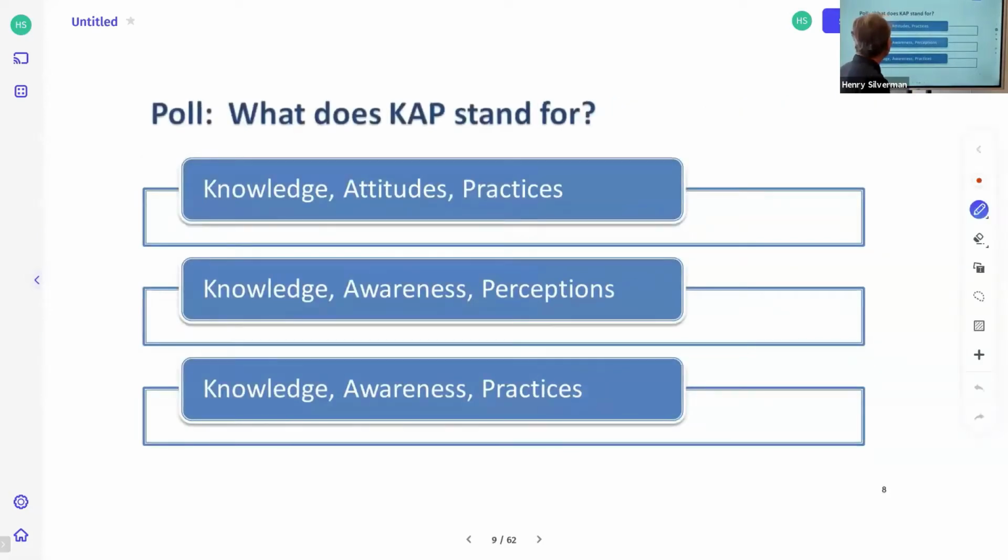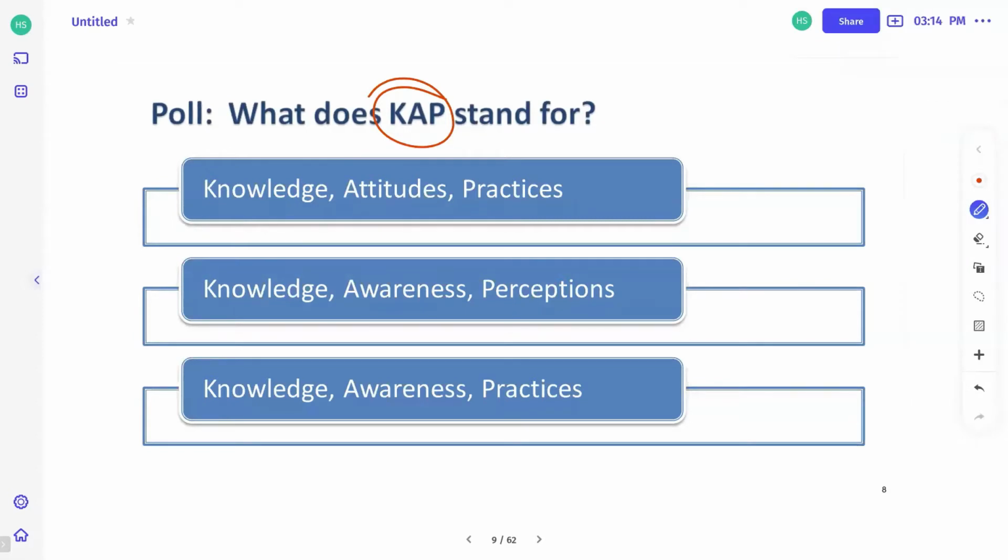What I want to ask you is, what does KAP stand for? And actually, I want to make sure you guys are still out there with me, so let me do a little poll. Everyone, tell me, does this stand for knowledge, awareness, perceptions; knowledge, awareness, practices; or knowledge, attitude, practices? Why don't you vote on what you think it is?